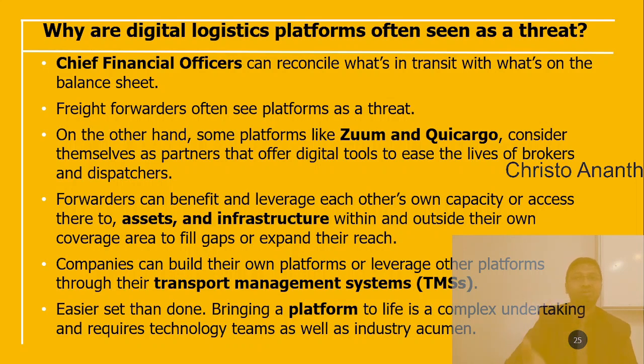So forwarders also can benefit, and of course they can use their own capacity, or they can get access to assets and infrastructure within or maybe outside their coverage areas, especially to fill the gaps where they are beyond their reach. Companies also can build their own platforms, or leverage other platforms through the TMS, the transport management system. If it is set, it is done, it is easy. Bringing a platform to life is a complex undertaking, and of course it requires technology, and if you build it, it's much easier to use.